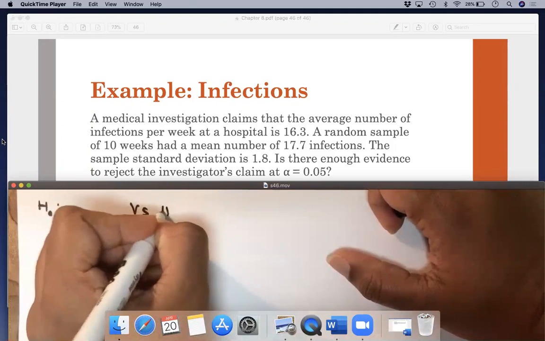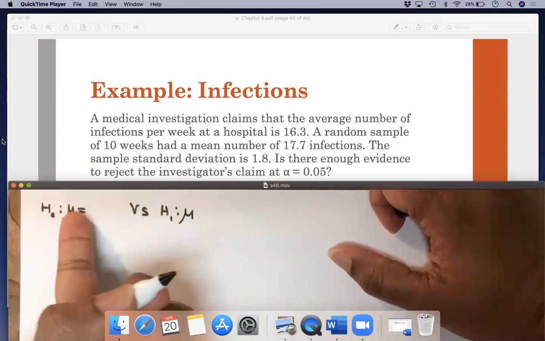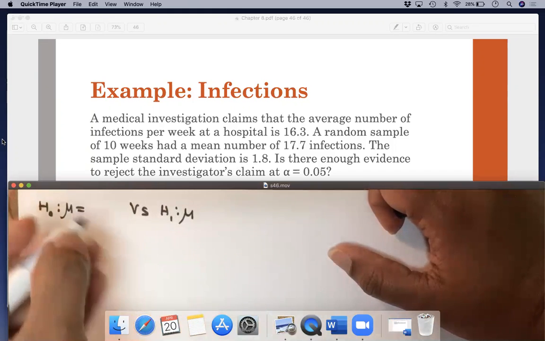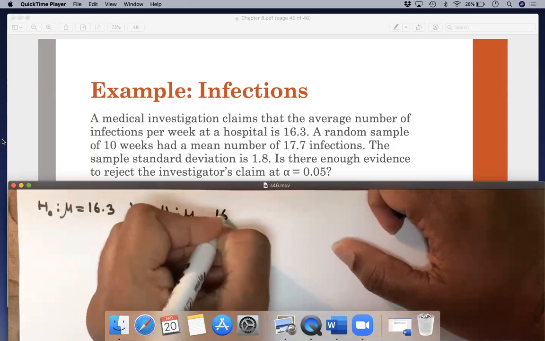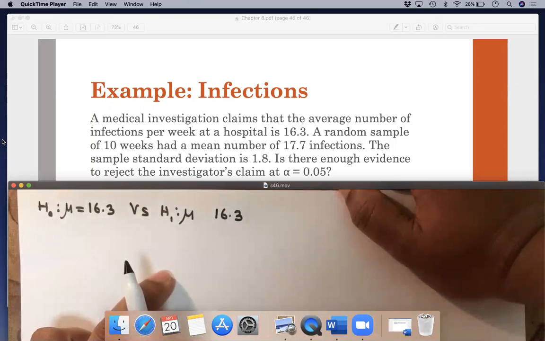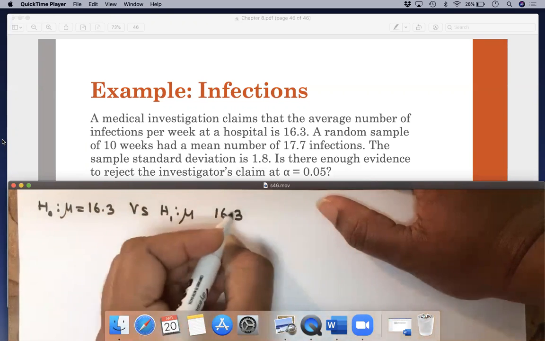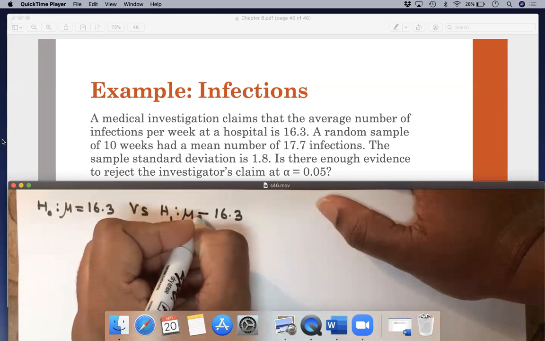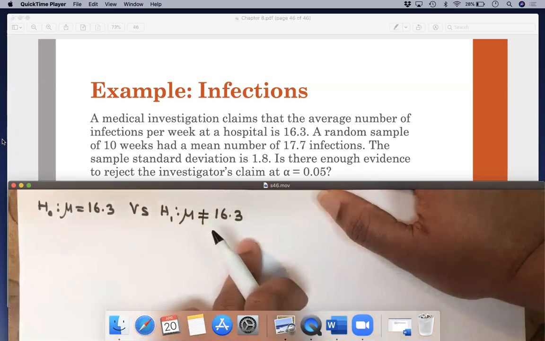So write down the hypothesis. This is always about what? Average. So it's about mu, okay? Equal mark goes with the null hypothesis. What is the value? Hypothesized value. It's 16.3. Here also it's 16.3. But what do we have to write here? Can you see any keyword like less than, greater than, increase, decrease? No, we just want to claim that the average number of infections per week at a hospital is 16.3. So we don't know if it is an increase or a decrease, so you have to use the not equal mark. Okay, so this is our hypothesis.